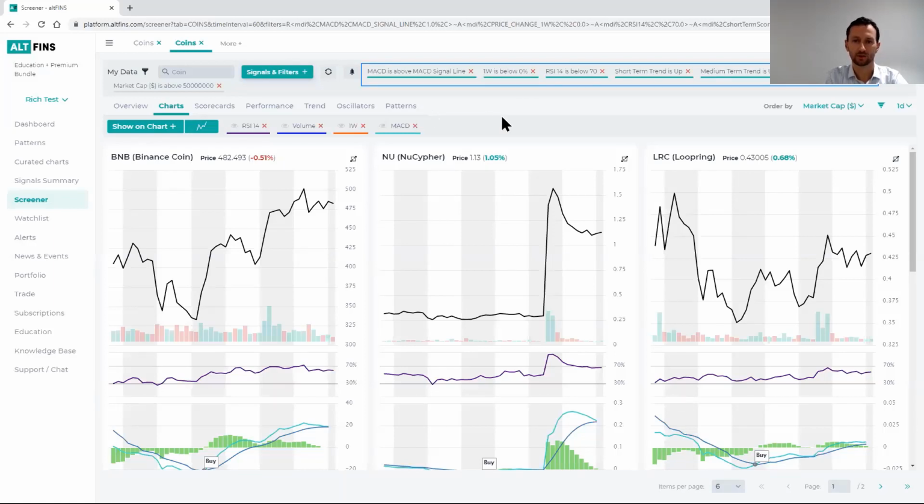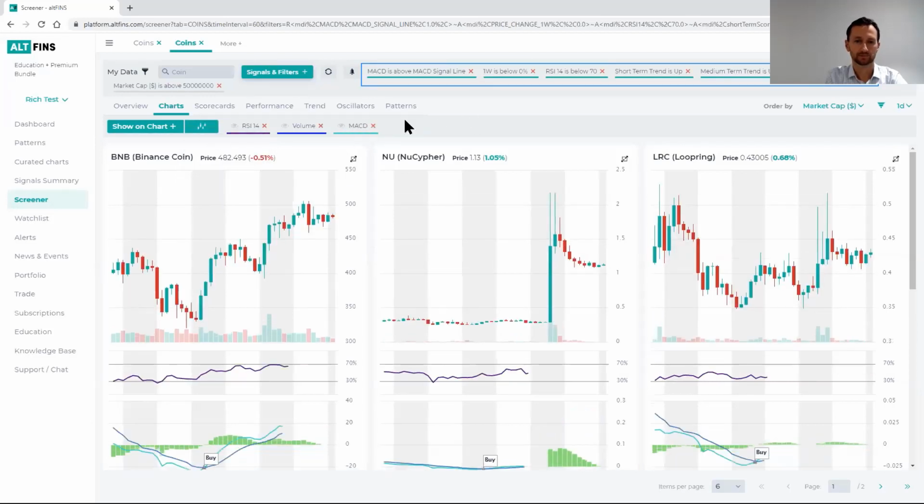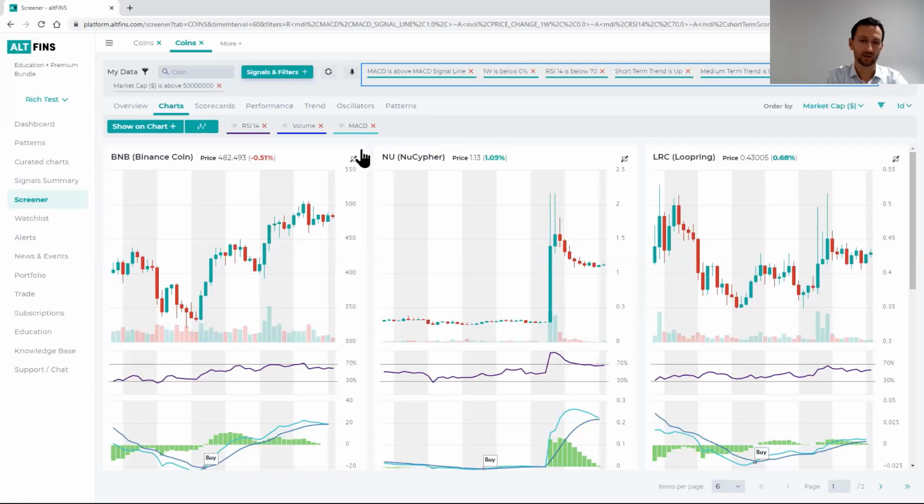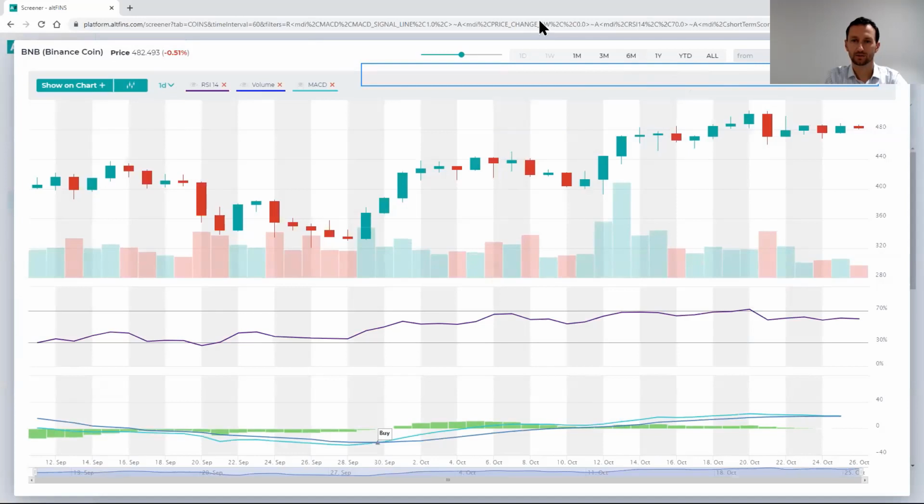But for now, just keep in mind that RSI is anywhere between 0 and 100, 100 being extremely overbought, 0 being extremely oversold. When it's extremely overbought, there's a tendency for it to pull back. When it's extremely oversold, there's a tendency for the price to bounce back. But in any case, let's see what we've got in this goodie bag here. Binance coin, that's interesting. Let's take a look at the chart.